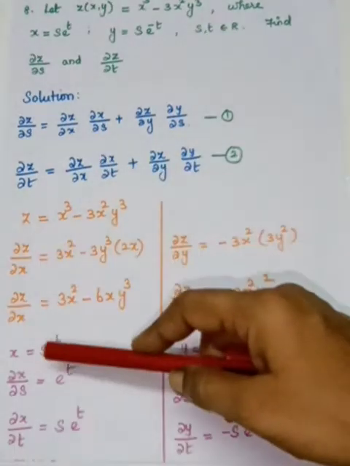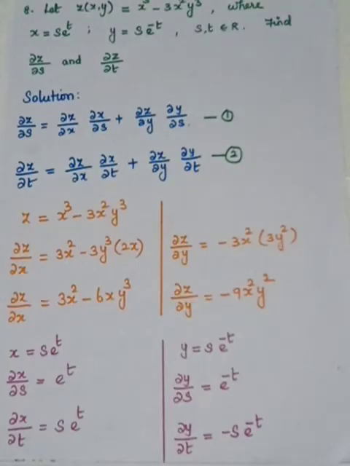Okay, take x. X is equal to s e power t. So x is a function of s as well as t. So we can differentiate x partially with respect to s, so dou x by dou s, and dou x by dou t we can go. The same way y also, dou y by dou s and dou y by dou t.